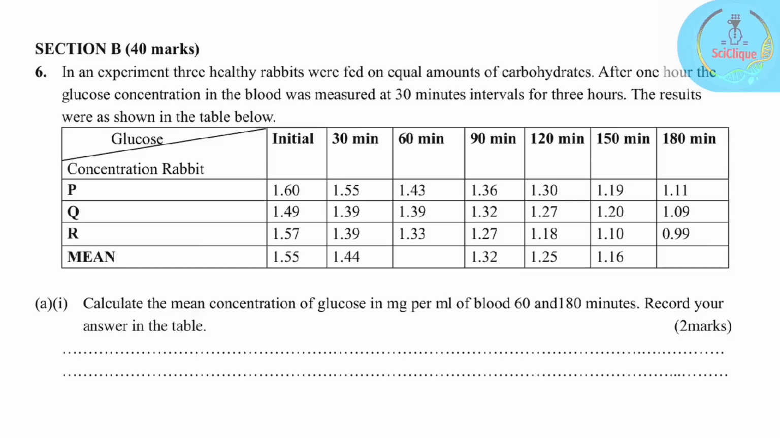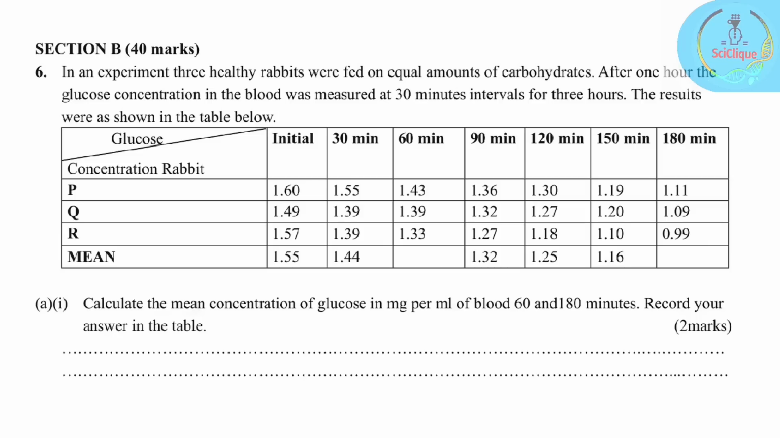So we have the initial. And then it is measured after every 30 minutes up to the 180th minute, after 3 hours. Now I want you to look at the last row, the mean. If you're stumped, you're like, mean, what? They've already given you hints, by the way. Look at this, 1.55. How did they get this value? They took 1.6 plus 1.49 plus 1.57, summed them, divided by 3, and voila, you have the mean.